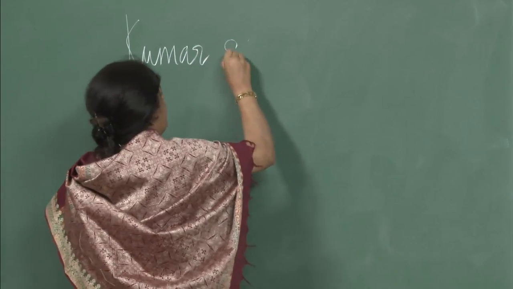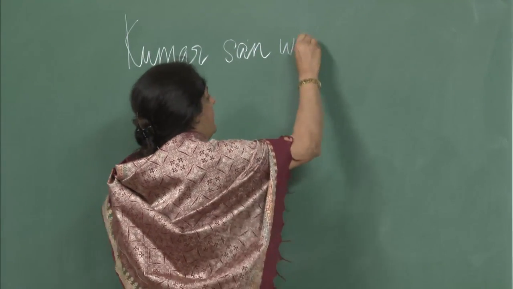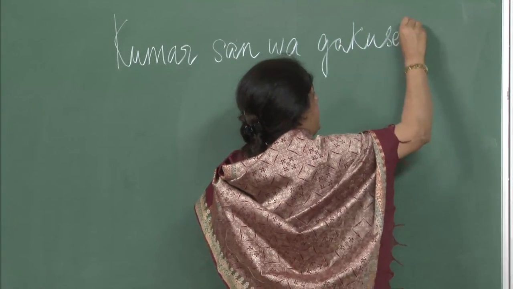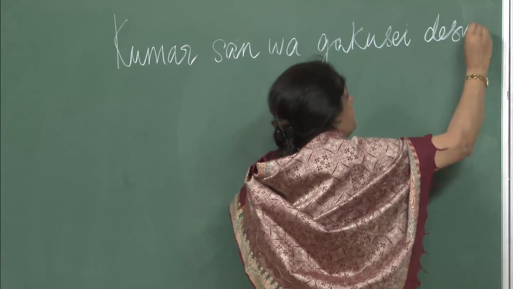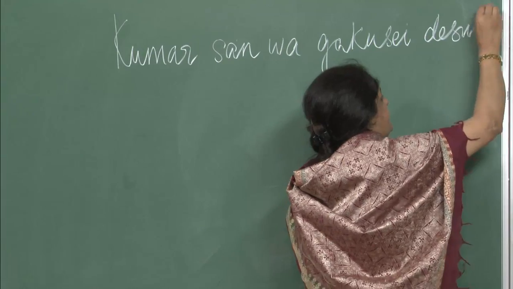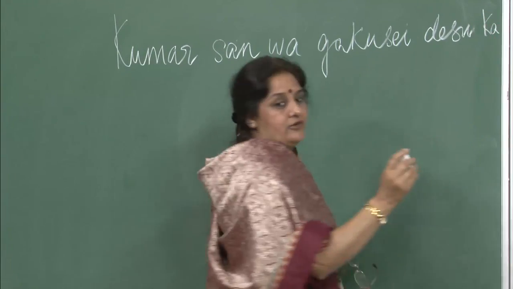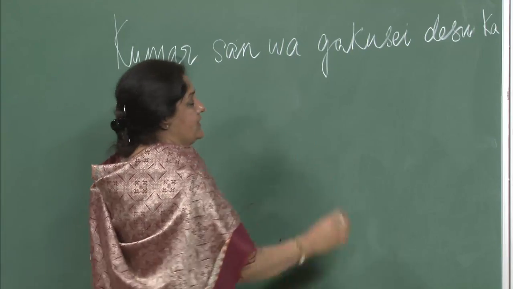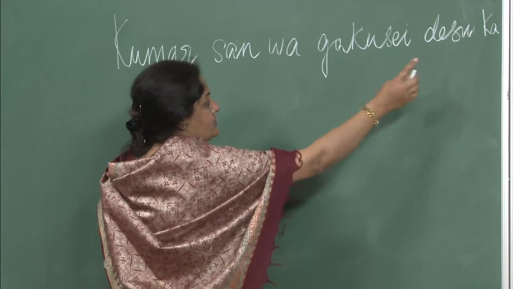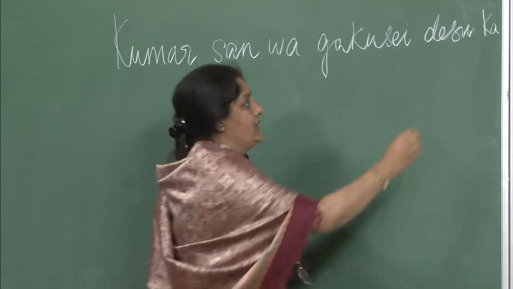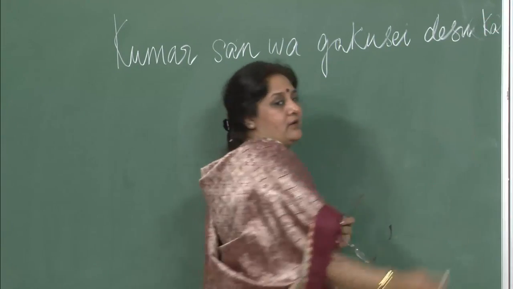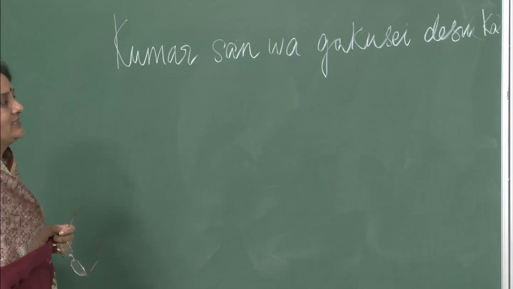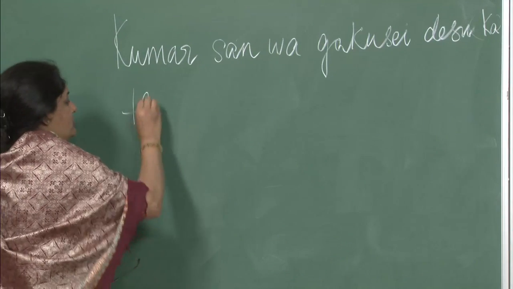Kumar san wa gakusei desu ka? Do you remember, all of you? Well, Kumar san wa is a particle, I told you earlier. Gakusei is a student. Desu is the verb part. And ka, as I had told you earlier, makes a statement into a question. So, Kumar san wa gakusei desu ka? The answer I told you was hai.